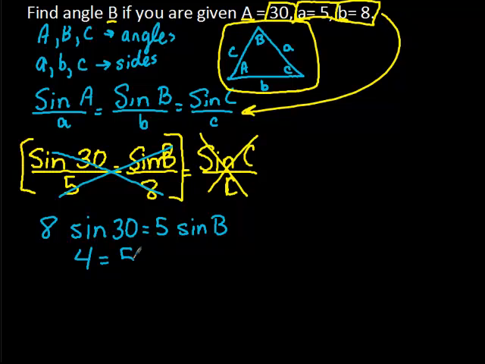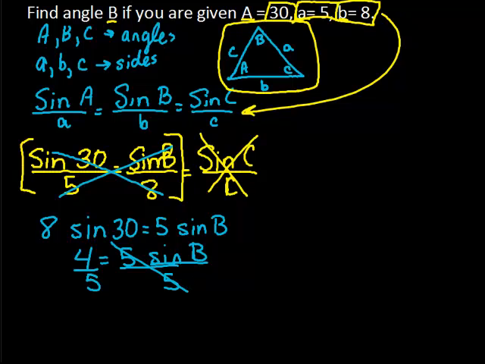Over here we have 5 times the sine of capital B. We can't do any multiplication there because we don't know capital B, so we can't simplify that sine. Because of that, we need to get the sine of B on one side by itself. So we divide both sides by 5. When we divide the right side by 5, the 5's cancel out. We have 4 over 5 equals the sine of B.